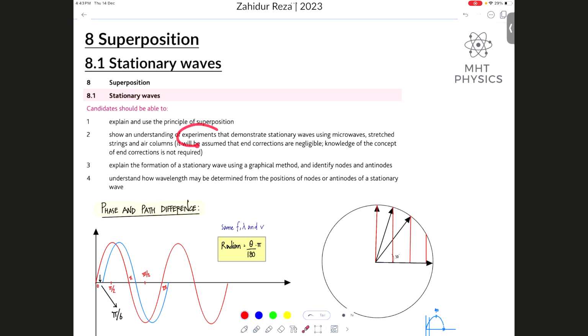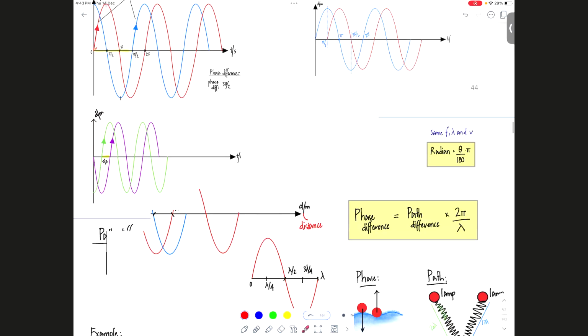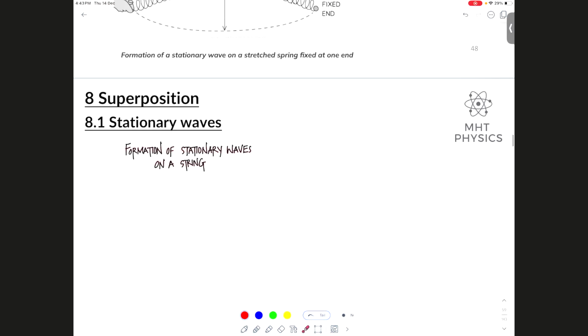Show an understanding of experiments that demonstrate stationary wave using microwave, stretched strings and air columns. So we'll start these three things today. Today we'll do the string. Hopefully next class I can do microwaves and the air column as well. Okay, so that's the demonstration that we need to know. And that's the end of the topic actually, okay? But there's a lot to do with this string, so let's see.